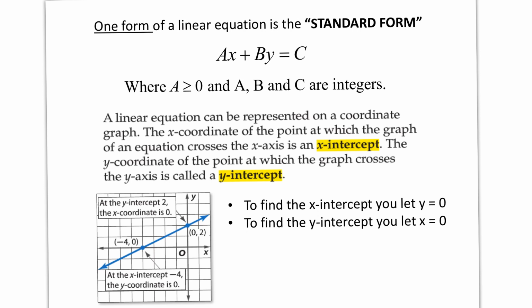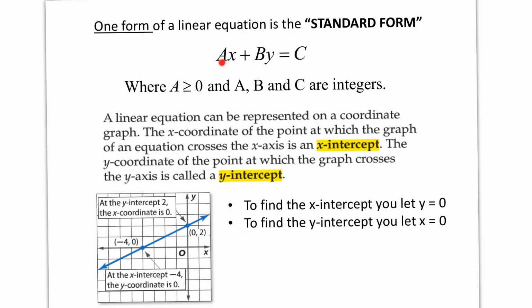Standard form looks like this right here: Ax plus By equals C. A, B, and C are integers, which means they can be negative or positive, but they're not fractions and they're not decimals. Now, here's the thing though. A has to be greater than or equal to 0. I say that A has to be an integer, but it cannot be a negative number. It has to be positive or equal to 0.